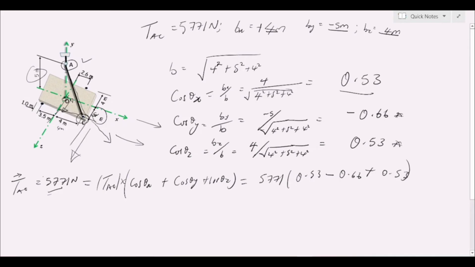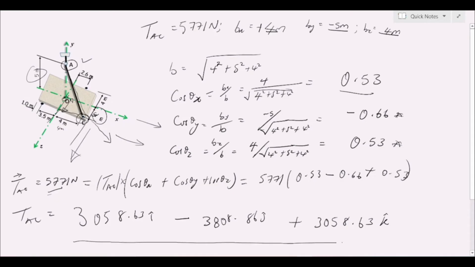And once this is done, one can quickly get our value of TAC to be equal to 3058.63 i minus 3808.86 j plus 3058.63 k. And this is the value of tension AC resolved to component form.